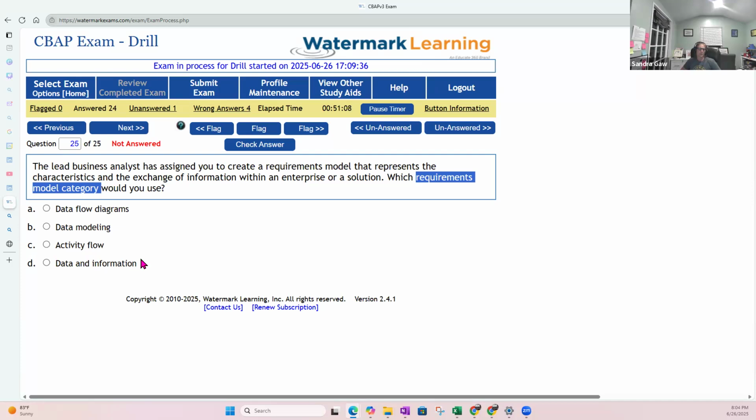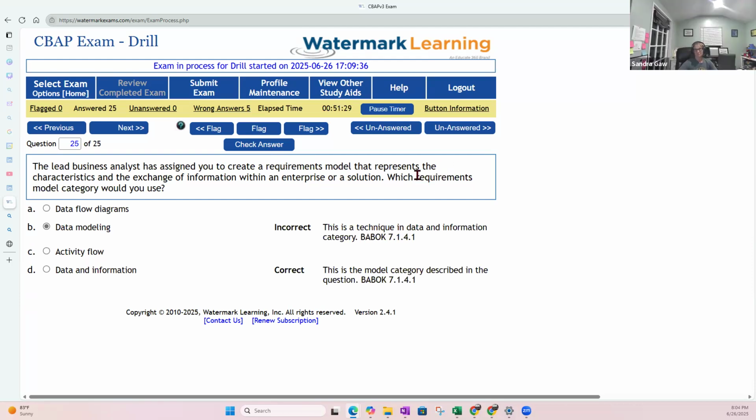I think it's data flow, A. Okay. Is that a model category or is that a type of diagram? Oh yeah, I have no idea. Data modeling, probably. Yeah, it should be data modeling. Okay, let's test this.